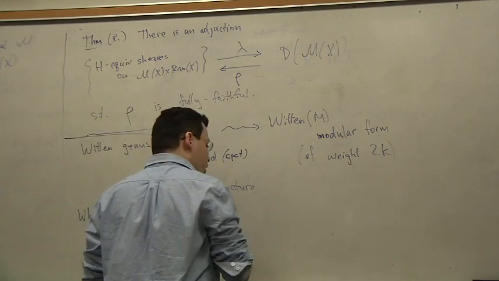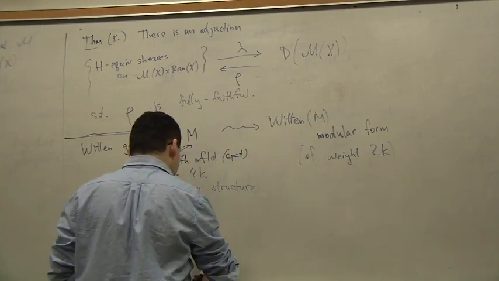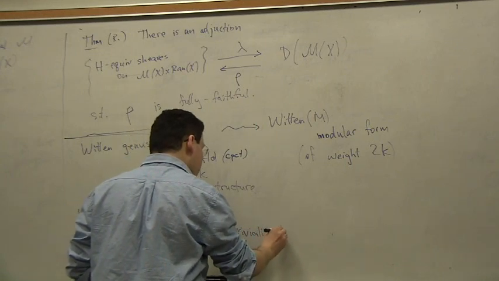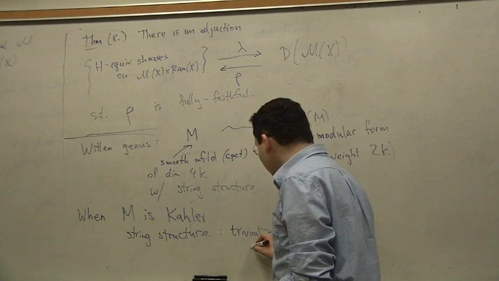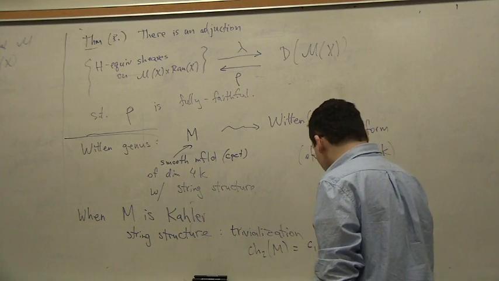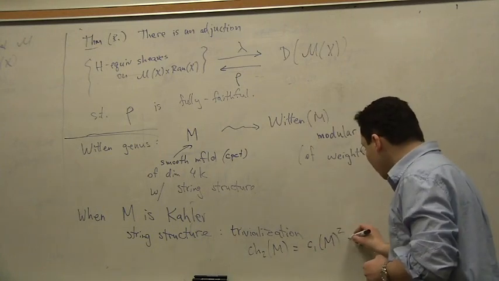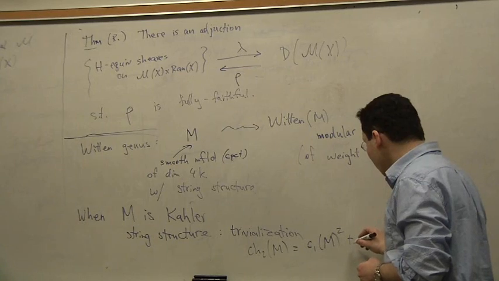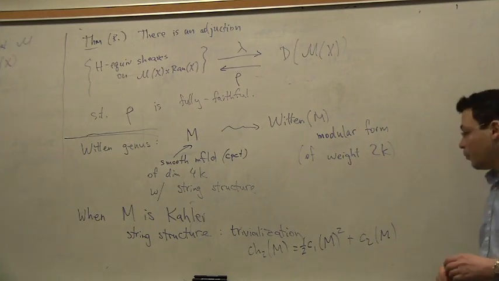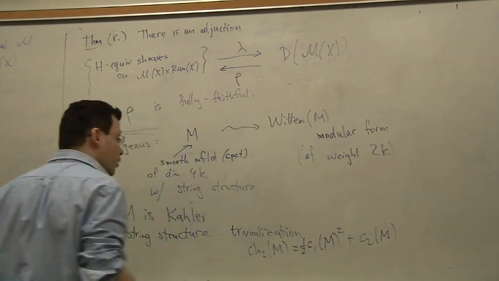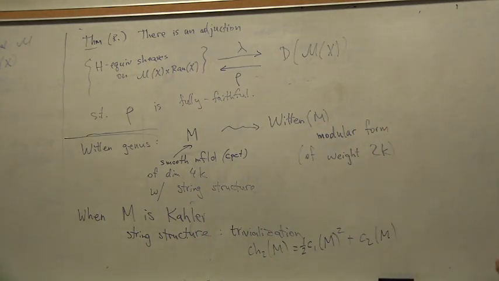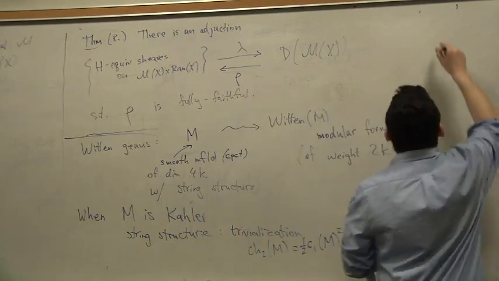So giving M a string structure is the same as a trivialization of a certain characteristic class, which is called Ch2 of M, which is, I hope I get this right, one half the square of the first Chern class plus the second Chern class. So we trivialize this characteristic class, and then we're going to associate the Witten genus.